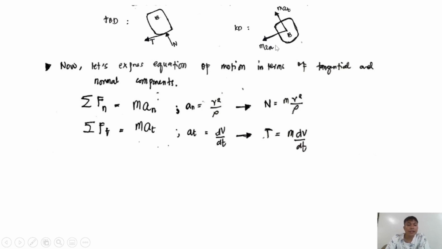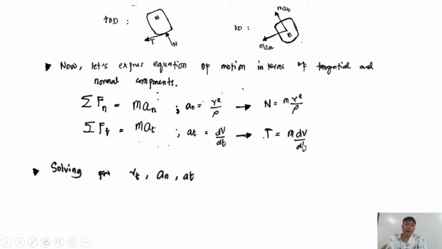Now, let us express the equation of motion in terms of tangential and normal components. The summation of forces in the normal component is equal to mass times An, where An, as I said, is equal to V square over rho. So we can write this equation as N is equal to M V square over rho. And then for the tangential component, the summation of Ft is equal to M AT, where AT is equal to dV over dt. So, T is equal to M dV over dt.